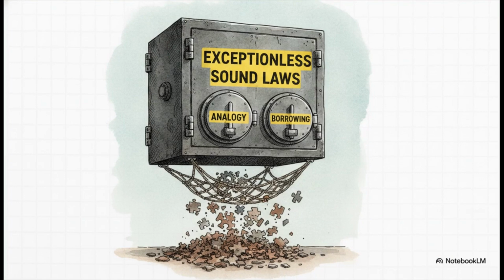All right, here is the plot twist. In the real world, as we all know, linguistic data is messy. People speak differently, dialects merge, and words just don't follow perfect mathematical rules. So what happens when their exceptionless law hits reality and breaks? Well, you create a safety net.